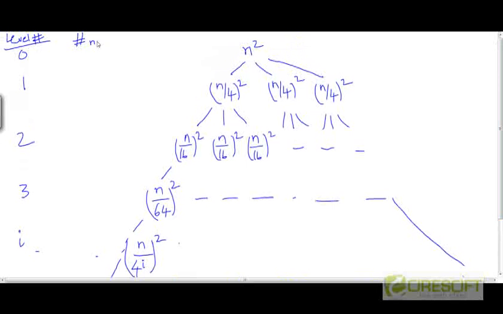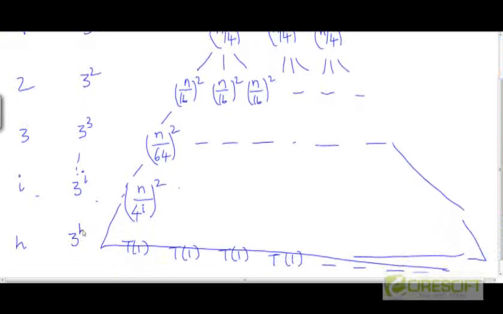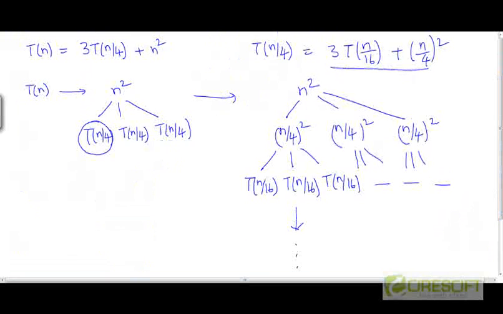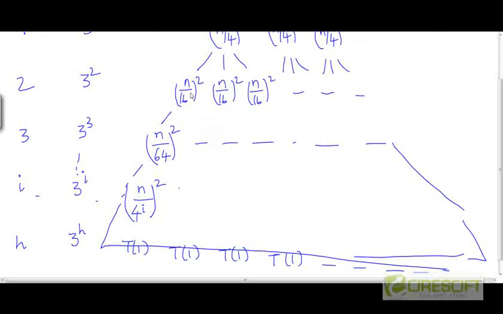And the number of nodes at each level will be 1, 3, 3 square, 3 cube, and so on. 3 to the power I at level I, and 3 to the power h at level h. And that's again because we are dividing each problem into 3 subproblems. So when we create the next level, we are going to effectively create 3 times more the number of nodes as in the previous level.